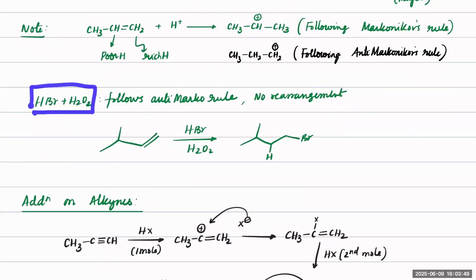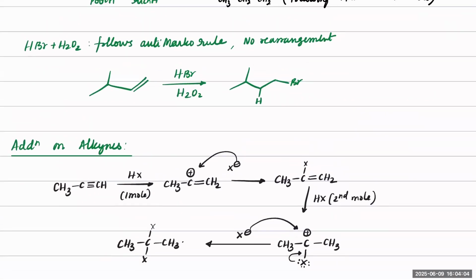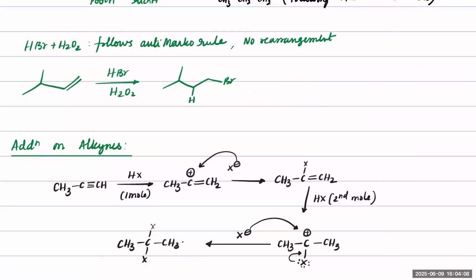You see, if I have HBr plus H2O2, if at all we have HBr and H2O2, this also follows anti-Markovnikov's rule, and there is no rearrangement occurring here. Got it? In this case, it is not following exactly Markovnikov's rule. Instead, it is following anti-Markovnikov's rule. Why is that happening? Let me show you here.